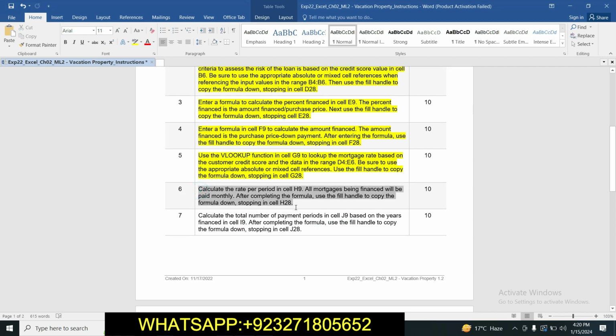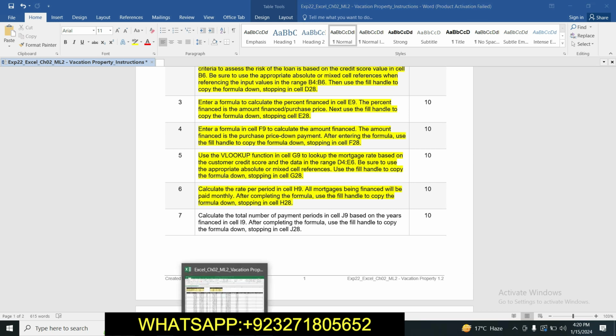Now move to the next step, that is step number 6. Step number 6 is about calculating the rate per period in cell H9. All mortgages being financed will be paid monthly. After completing the formula, use the fill handle to copy the formula down, stopping in cell H28. We have to calculate rate per period in cell H9, then copy it, stopping in cell H28.